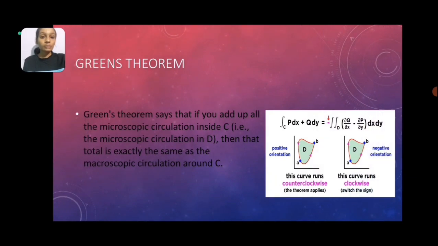Coming to Green's theorem. Green's theorem says that if you add up all the microscopic circulations inside C, that is the microscopic circulation in D, then that totals exactly the same as the macroscopic circulation around C.